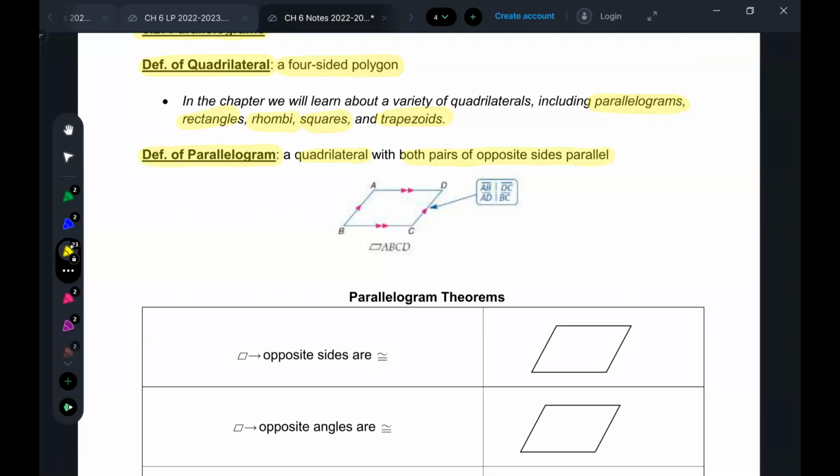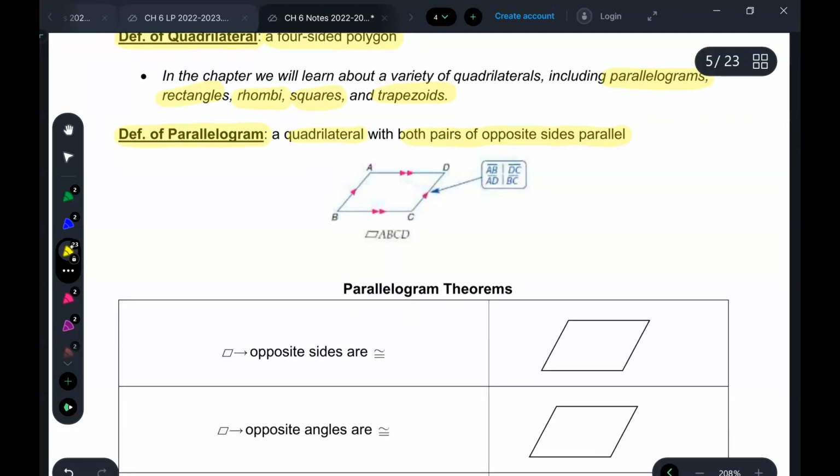Think about the term parallelogram. Parallel, right? So it's a polygon where opposite sides have to be parallel. Here, we have these two sides are parallel and these two sides. And we'll use the abbreviation. So just like we have a triangle symbol, we'll use that as our abbreviation for a parallelogram.